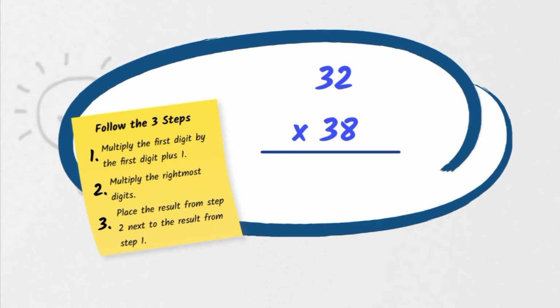Example number 3. 38 times 32. Again, step 1, multiply the leftmost digit by the digit plus 1. So this is 4, and 3 times 4 is equal to 12. Then multiply the rightmost digits. 8 times 2 is equal to 16. 38 times 32 is equal to 1216.